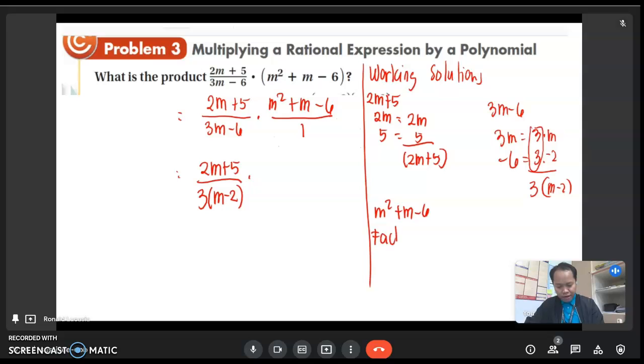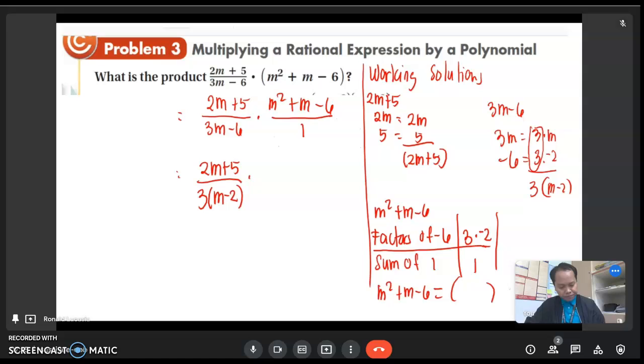Let's have m squared plus m minus 6. You need to find the factors of c, which is negative 6, that have a sum of 1. So that is going to be positive 3 times negative 2. The sum of that is 1. So which means that for m squared plus m minus 6, the factors of m squared are m and m, and the factors of negative 6 that will give us a sum of 1 are plus 3 and minus 2. So this is m plus 3 times m minus 2 over 1.